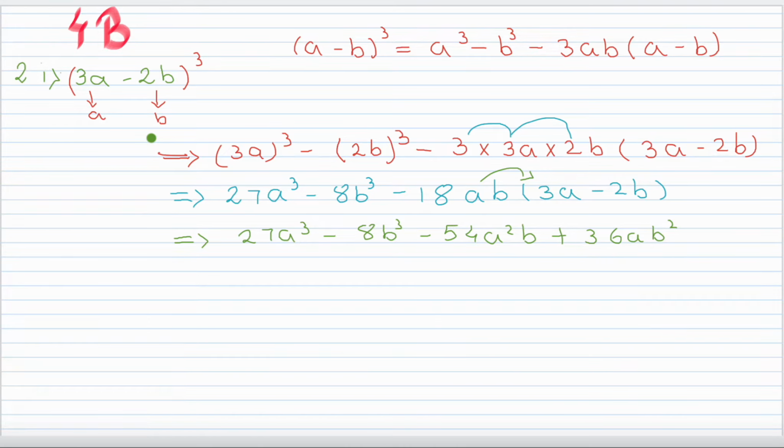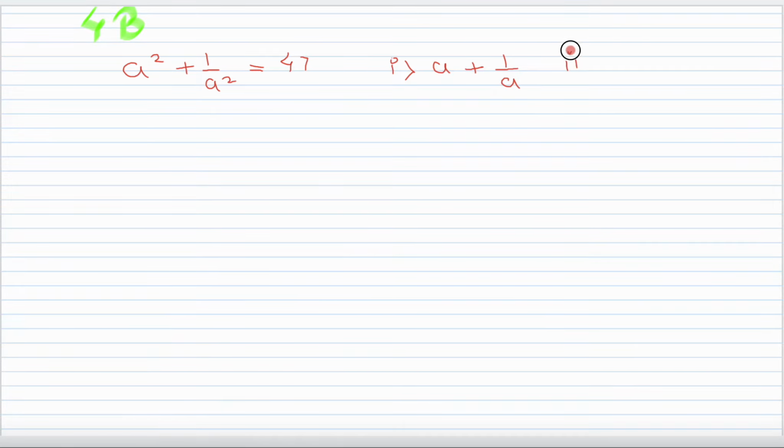Now next question, I am going to take the third one. Okay, third question we are having: a square, sorry, a square plus 1 upon a square is equal to 47, and we have to find out a plus 1 upon a, and second thing we have to find out a cube plus 1 upon a cube.